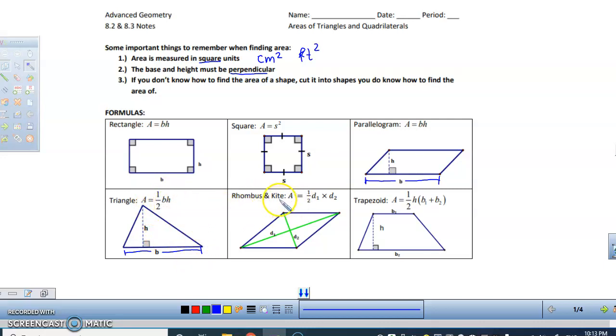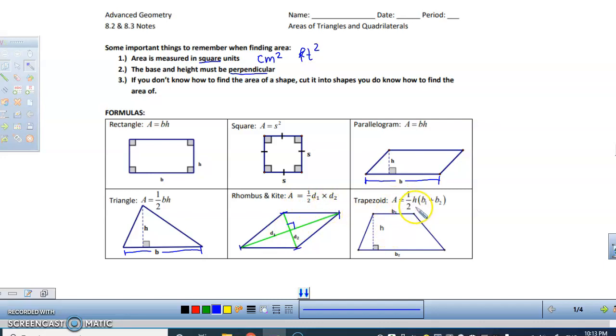Kites and rhombi have their own special formula that you can use. And so that's 1/2 diagonal 1 times diagonal 2. And that is indicating the diagonal all the way across the shape here and here. Okay, now the reason why we can use diagonals for these two shapes in particular is because their diagonals are perpendicular. That's the only reason we can use this formula.